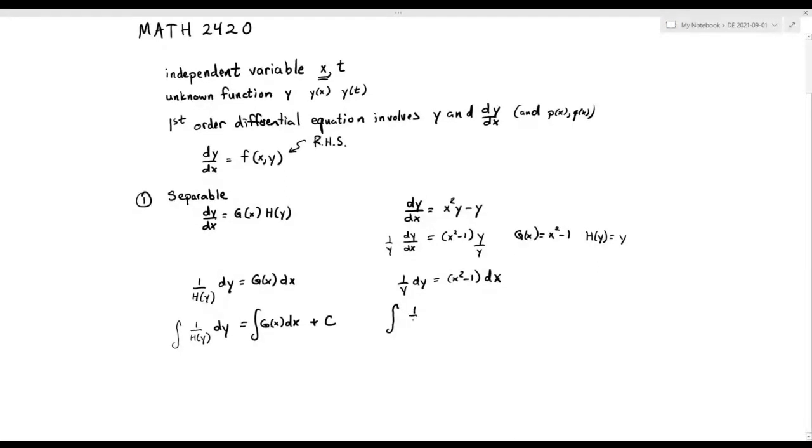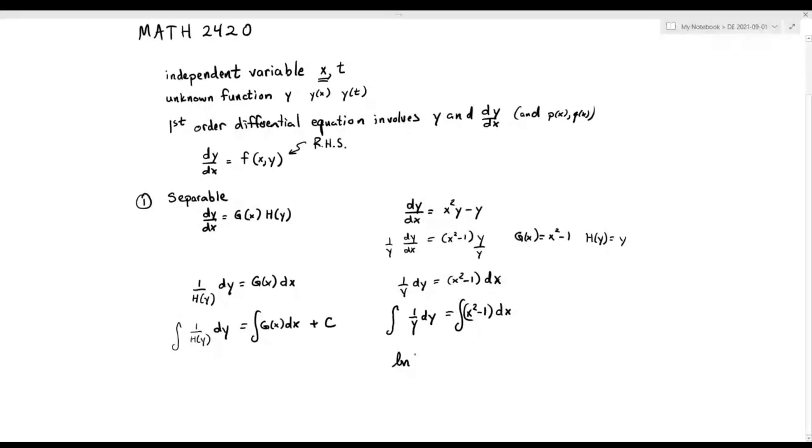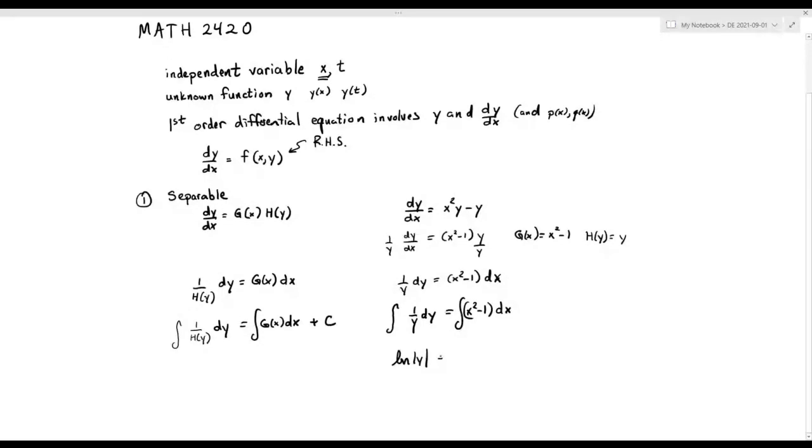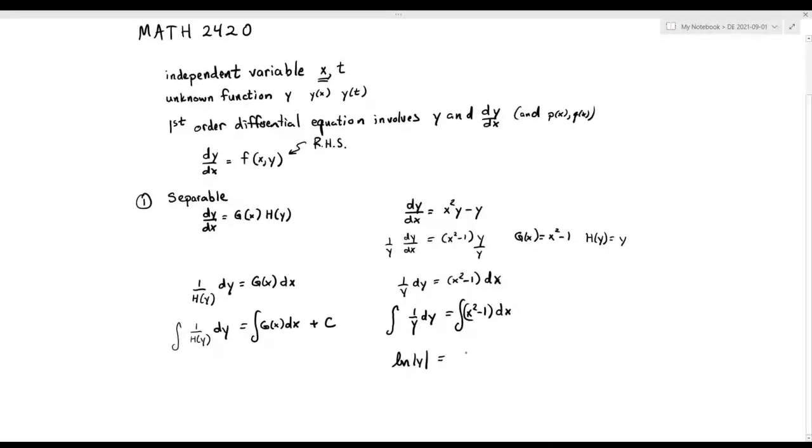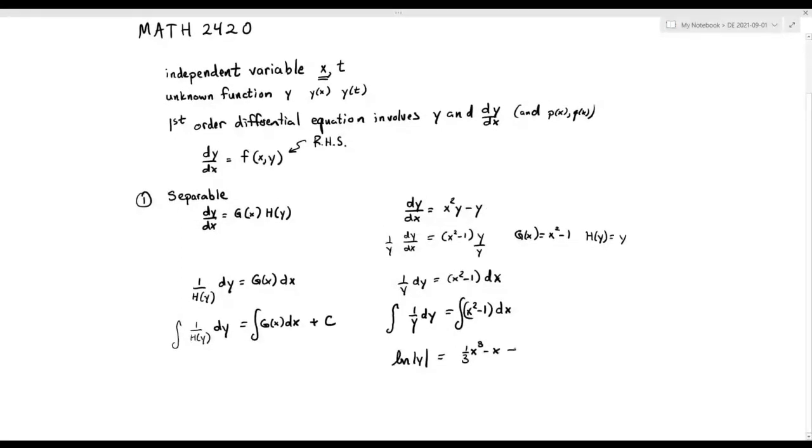So in our example here, just anti-differentiate both sides. We get log of the absolute value of y on the left, and on the right, just anti-differentiating the polynomial, here's our constant of integration.